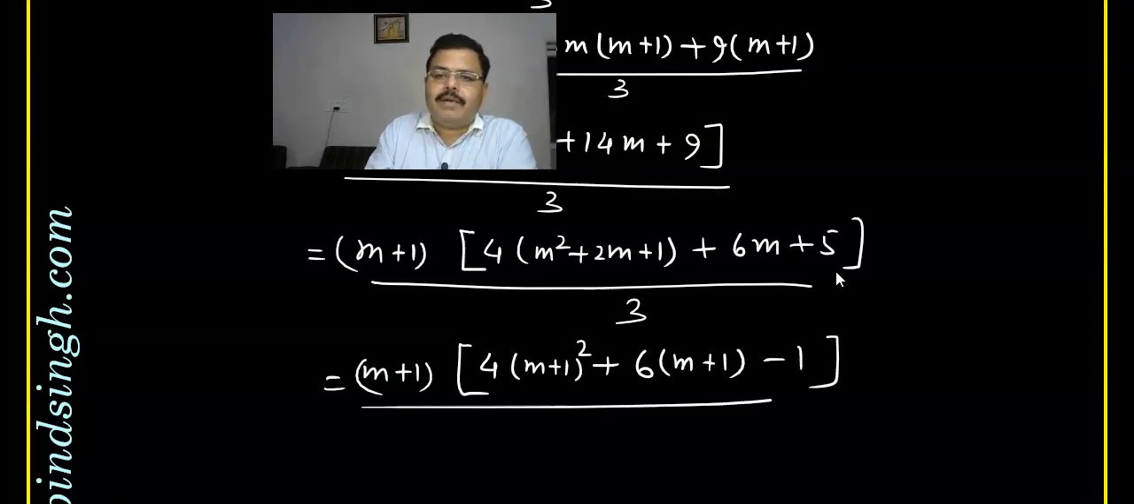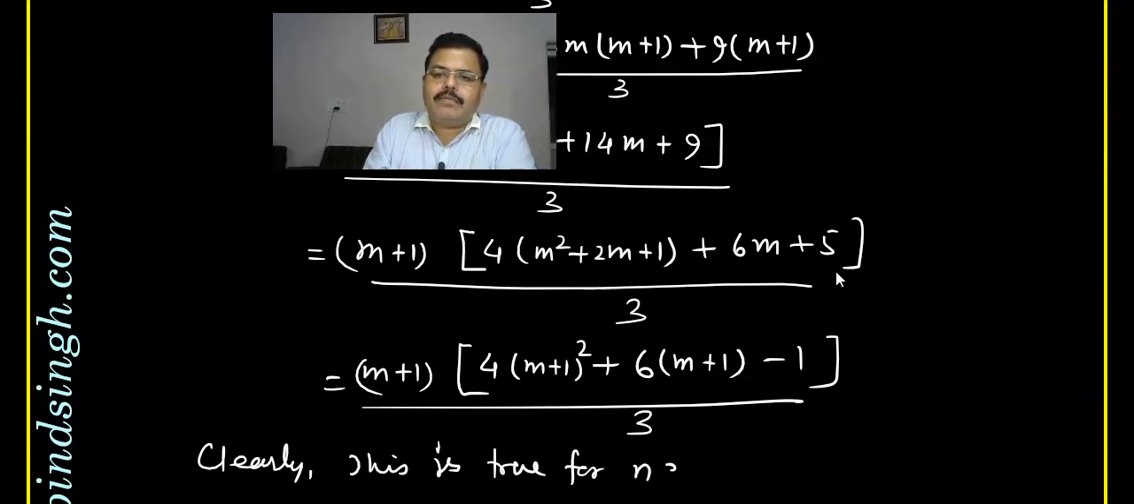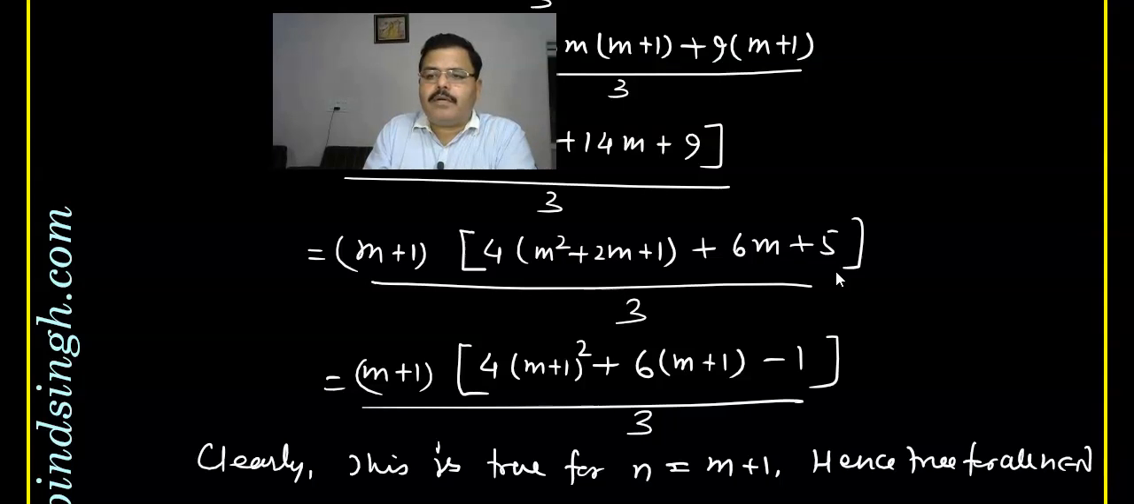1 divided by 3. तो पूरा का पूरा स्टेप लिखना चाहते हैं तो ऐसे लिख सकते हैं, clearly, this is true for n is equal to m plus 1, hence true for all n. ठीक है, ऐसे तो ये क्वेश्चन हो गया.